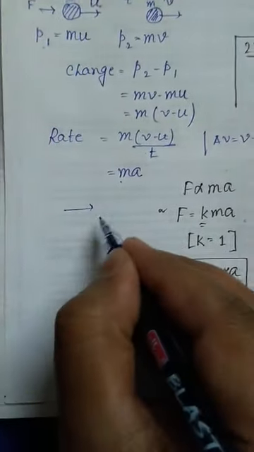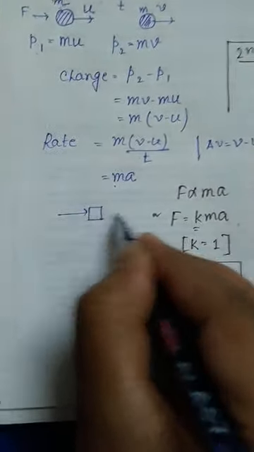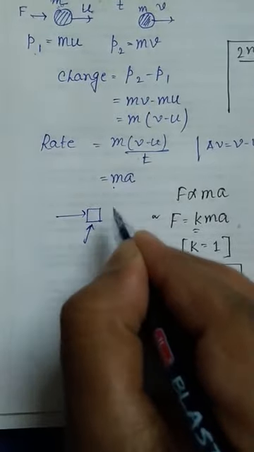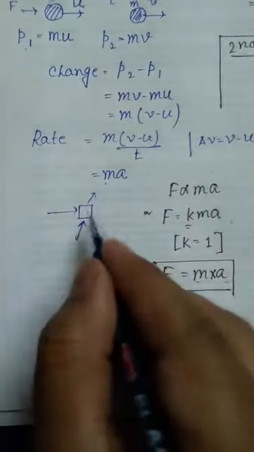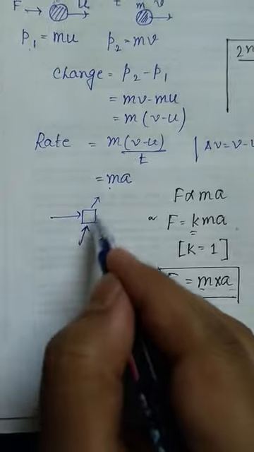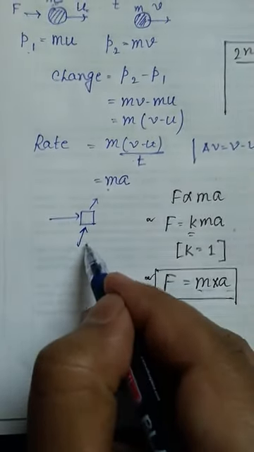What does that mean? Suppose an object is moving along this direction. If we apply a force along this direction, the object will move along this direction. So the rate of change of momentum takes place along that direction in which the force is acting.